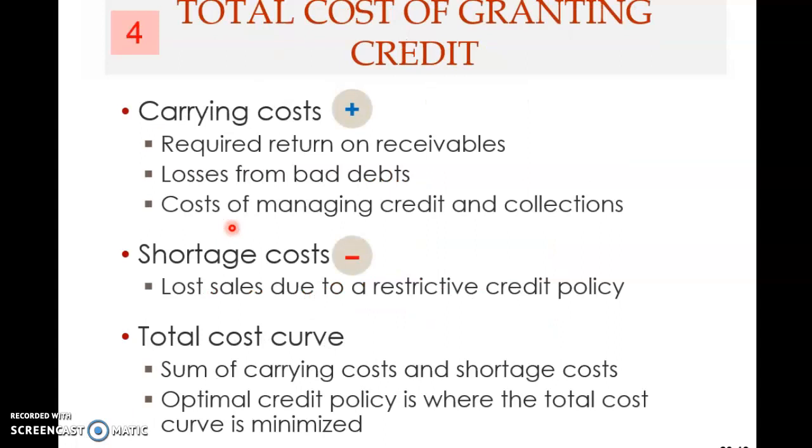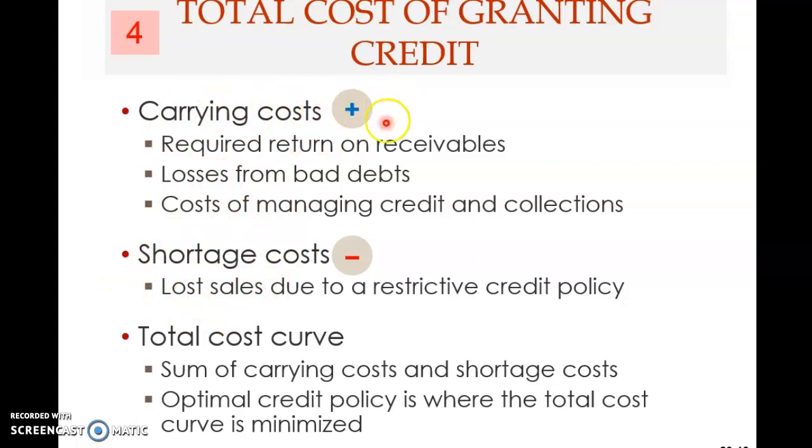This is the fourth key concept in this chapter. As indicated here, fourth. So here we're going to look at the total cost of granting credit. There are two types of costs in credit, just like in other short-term assets. We have seen working with working capital, we have two types of costs. One is called carrying cost. The other is shortage cost.